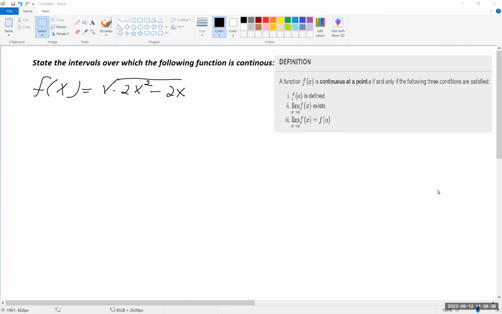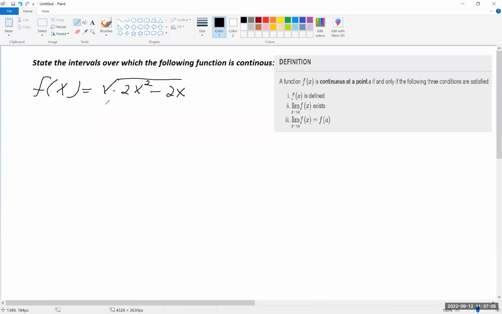All right, so here is a problem that we have to do. It says state the intervals over which the following function is continuous. So first of all, we need to look at the definition. Starting with part I, it says a function f of x is continuous at a point A if and only if the following three conditions are satisfied. So we need to make sure f of A is defined.